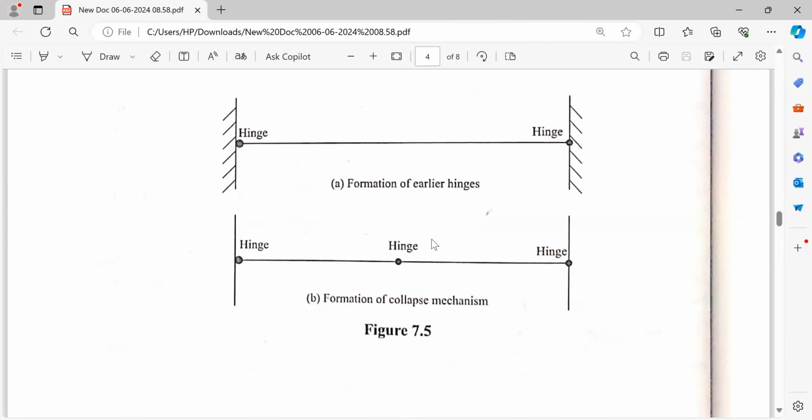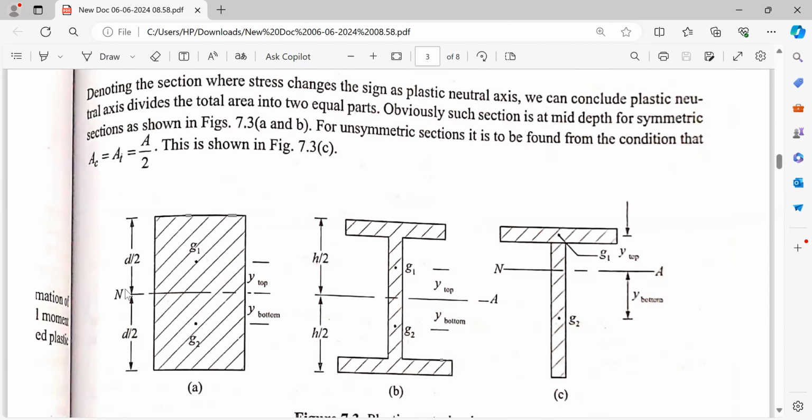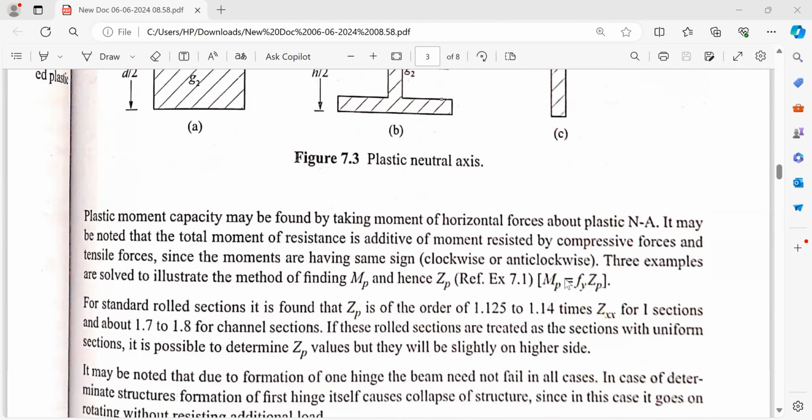And one more consideration is that the neutral axis becomes the equal area axis. That is, it divides the entire cross section into two equal halves. That is, area of compression equals area of tension. That is another consideration. So the neutral axis is considered as the equal area axis, and this equal area axis divides the entire cross section into two equal halves. Area of compression is total area by 2 and area of tension is total area by 2.